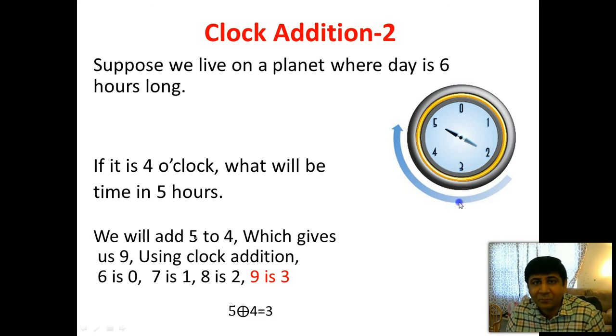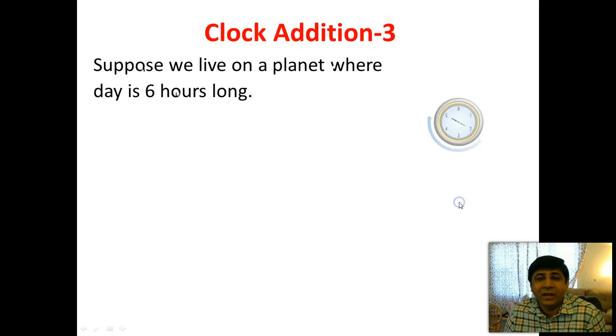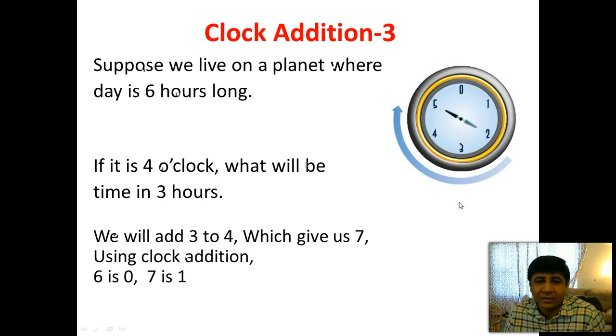Okay, and the third example, I'm not going to go over it. You can look at it again. Now the idea here is we can use these examples to build a table, and this is called a 6-hour clock addition table. The idea is the same. If we have a 6-hour clock, as in our previous examples, I labeled them 0, 1, 2, 3, 4, 5, and 6 is 0. Now what will 7 be? 7 will be 1, then 8, 9, 10, 11, 12, like this one here.